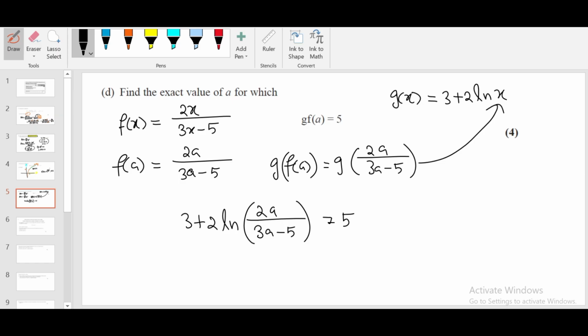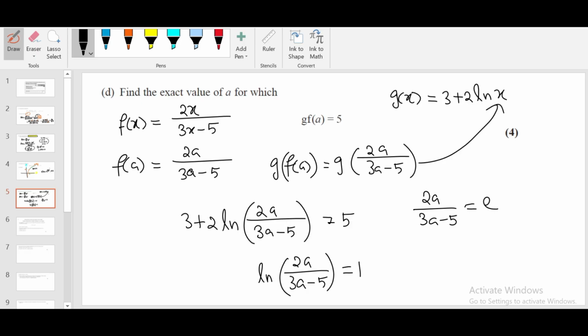Bring the 3 to the other side. 5 minus 3 is 2. And then divide both sides by 2. You will get ln of 2a divided by 3a minus 5 is equal to 1. Hope you understand this step. If you remove ln, the other side becomes e power. e power 1 is e. So 2a divided by 3a minus 5 is equal to e.